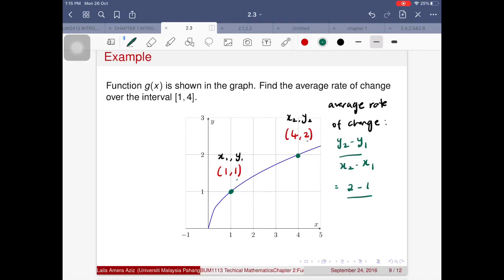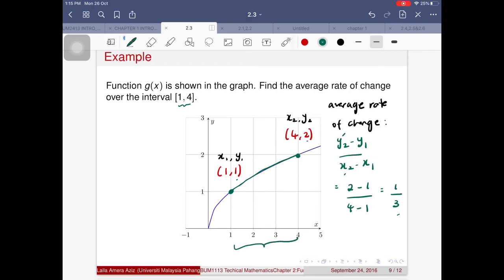So I will have 2 minus 1 for the y coordinates, over, because I start with y2 at the top, I also have to start with x2 at the bottom, that is 4 minus 1. Then I'm going to end up with 2 minus 1, which is 1, over 4 minus 1, which equals 3. And you can check, you can see how this graph is actually going up, it's increasing, and I got a positive value for the average rate, so that is correct. So that is going to be our average rate of change.